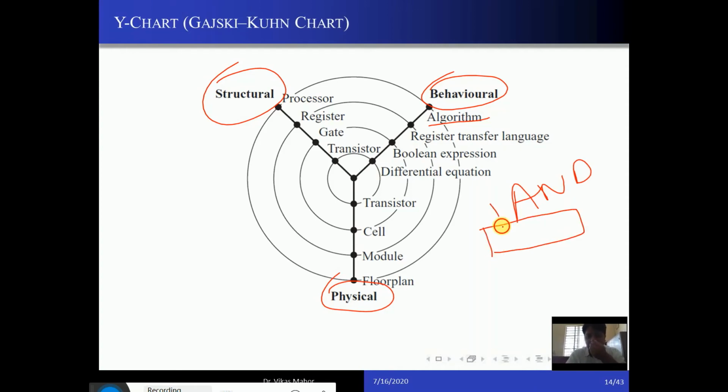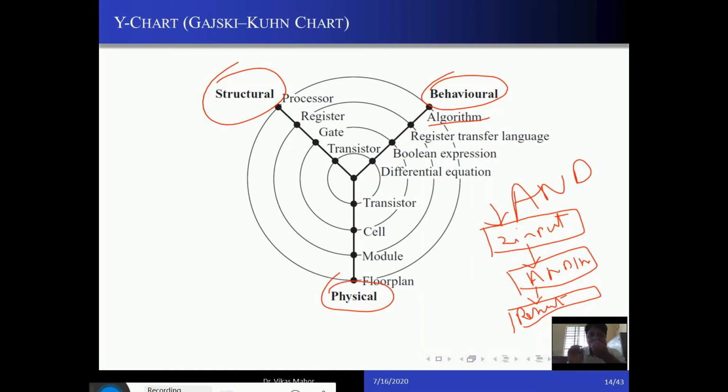You are taking two inputs, then ANDing both the inputs, then producing the result. This is nothing but a flow chart, a flow graph, or an algorithm. When you give the algorithm of a particular circuit, how this circuit will behave, that comes in the behavioral domain of IC design.